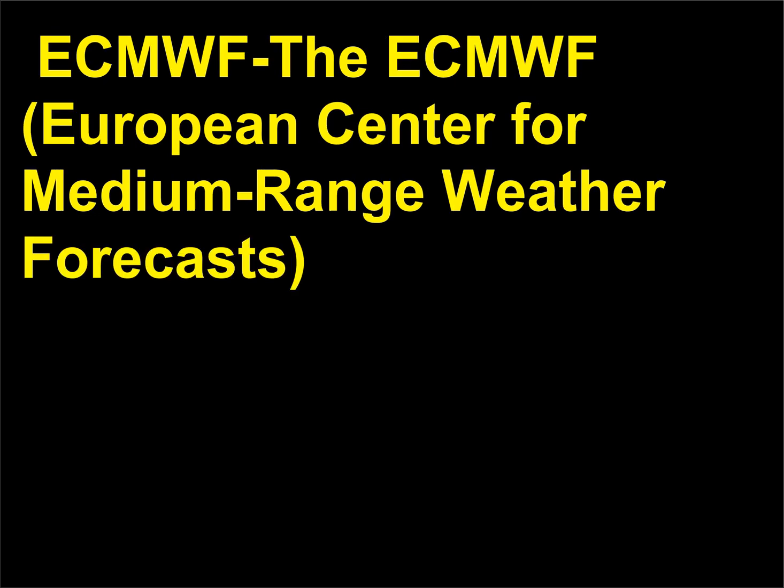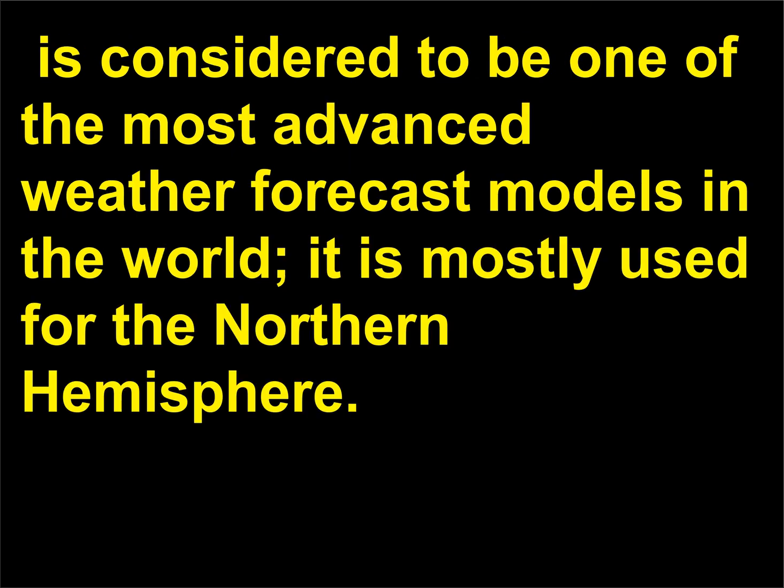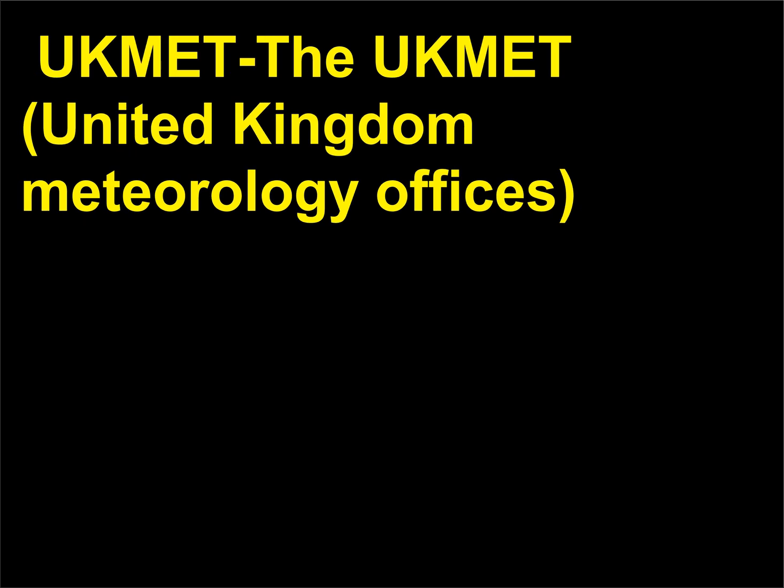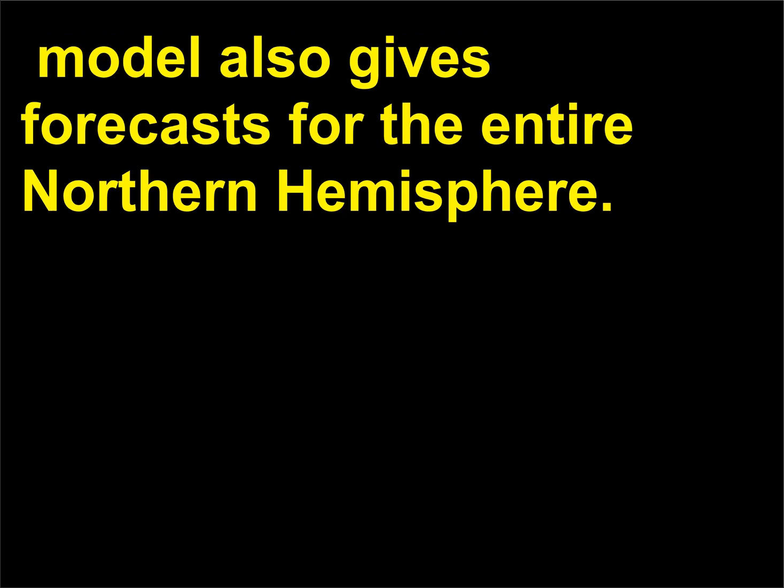ECMWF. The ECMWF, European Centre for Medium Range Weather Forecasts, is considered to be one of the most advanced weather forecast models in the world. It is mostly used for the Northern Hemisphere. UKMET. The UKMET, United Kingdom Meteorological Office model also gives forecasts for the entire Northern Hemisphere.